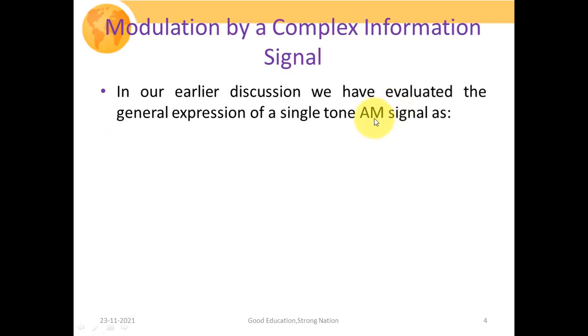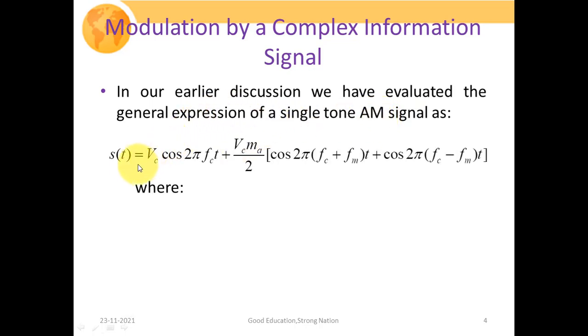In our earlier discussion, we evaluated the general expression for a single tone AM signal as S(t), your modulated waveform, equal to Vc cos 2π fc t plus Vc ma upon 2 times [cos 2π(fc + fm)t plus cos 2π(fc − fm)t]. This first factor is for your upper sideband and this is for your lower sideband.